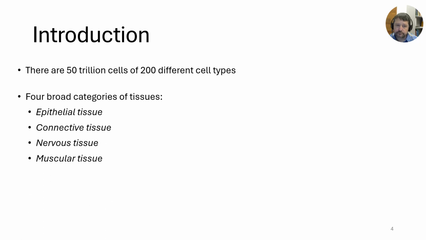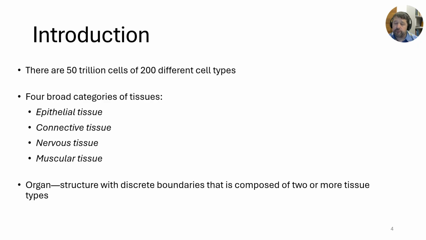All right, so let's dive into histology and talking about cells. There are about 50 trillion cells in the human body, 200 or so different cell types. They are arranged into four main tissue types. There are other categories that branch off these tissue types, but the four main ones that we talk about typically in anatomy and physiology are epithelial tissue, connective tissue, nervous tissue, and muscular tissue.